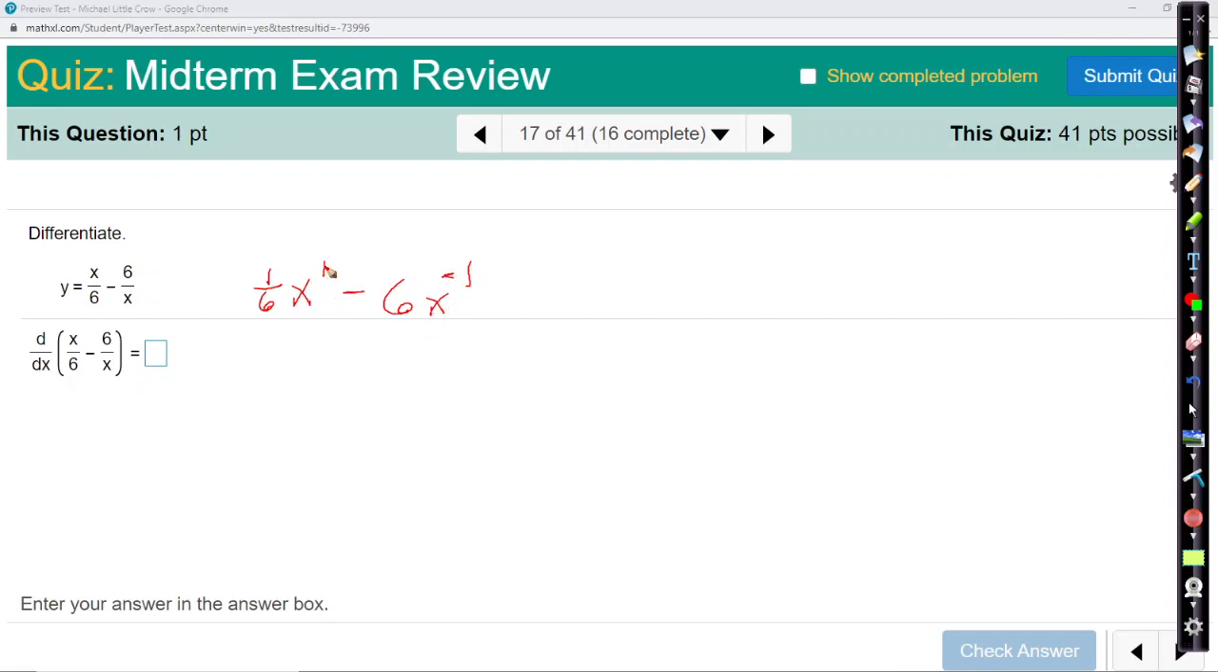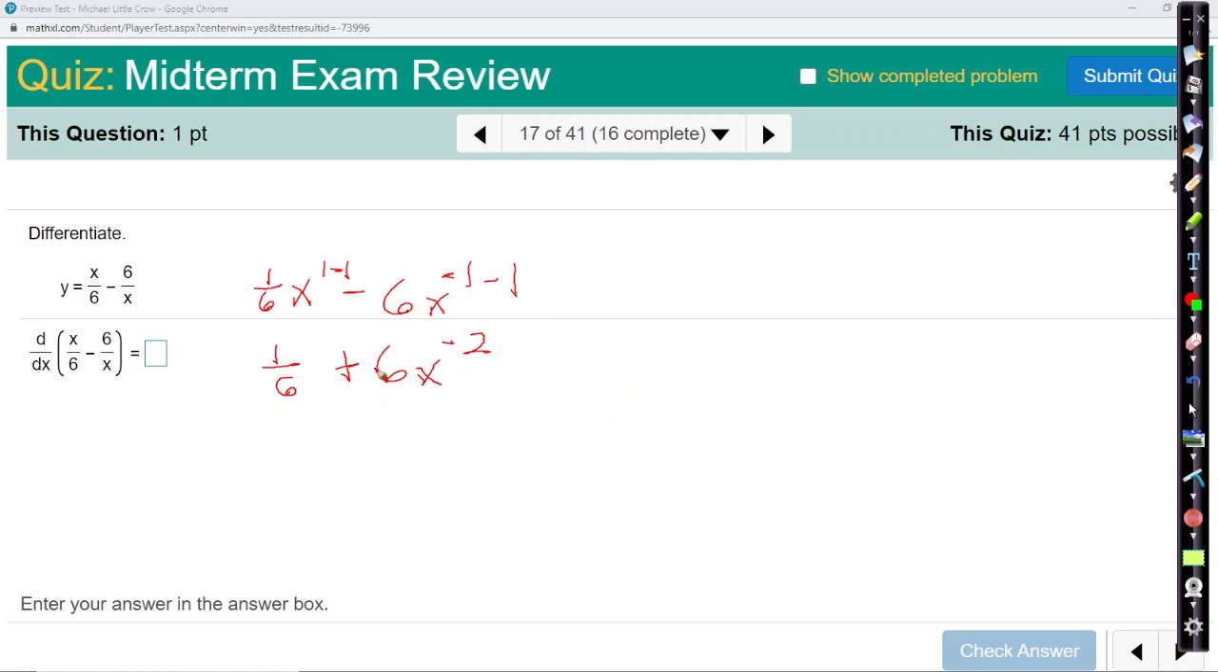Okay, so to take this, the 1 comes down, so 1 times, we get 1/6, right? Subtract 1 from the exponent, that's 0. So that's x to the 0, which is 1, so this is that derivative. Now with this one, the negative 1 comes down, so negative 6 times negative 1 is a plus 6. Remember, we're subtracting 1 from the exponent. Negative 1 minus 1 is now x to the minus 2.